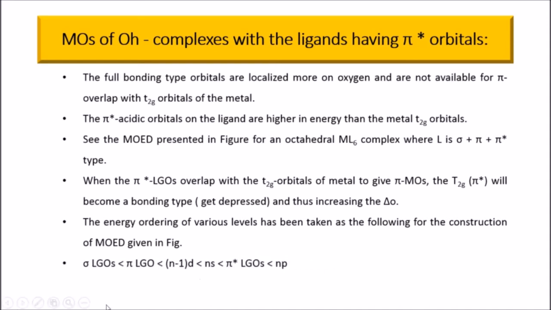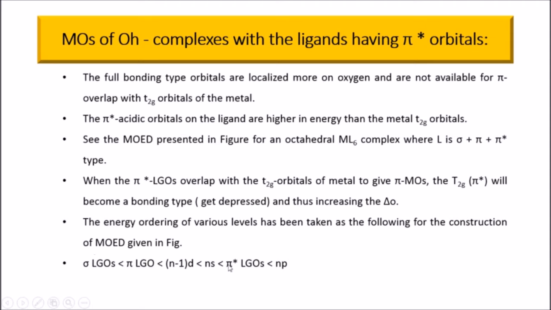That is, sigma LGOs are having lower splitting. Then after pi LGO, higher than pi LGO will be the energy of 3D. Higher than 3D is the energy of 4s. Higher than 4s is pi star LGO, and the highest energy is of 4p. So here this is the ordering in the MOED for this pi acceptance interaction. Please keep it in mind.